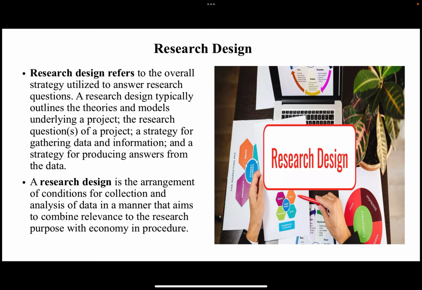Then the next thing that we spoke about is the subtypes under the experimental research design. Under experimental research design, we have randomized control trial and we have non-randomized control trial. The randomized control trial, you can also call it clinical trial. Non-randomized control trial, you can also call it community trial or field trial.